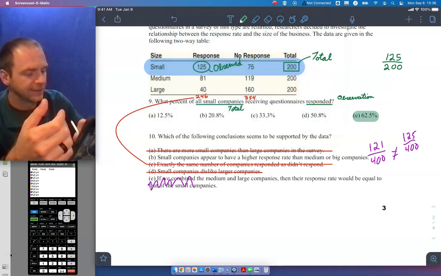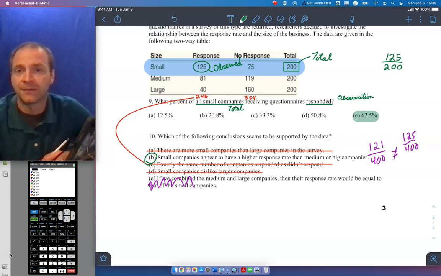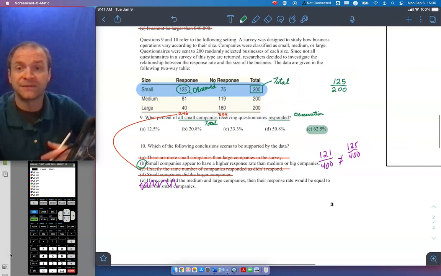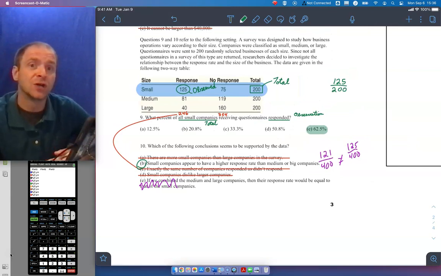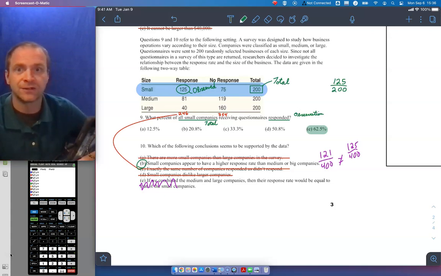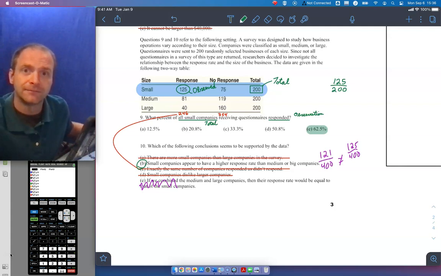In fact, this one is true. The small companies appear to have a higher response rate than the medium or big companies. And I could tell that 125 divided by 200 is bigger than 80 divided by 200 and 41 divided by 200. So for problem 10, the answer is B. But going through and figuring out how they come up with their choices is really helpful. Going and figuring out how to eliminate answers in the long term is going to build your skill for the multiple choice exam. Now we have one problem left, and that is question 11.